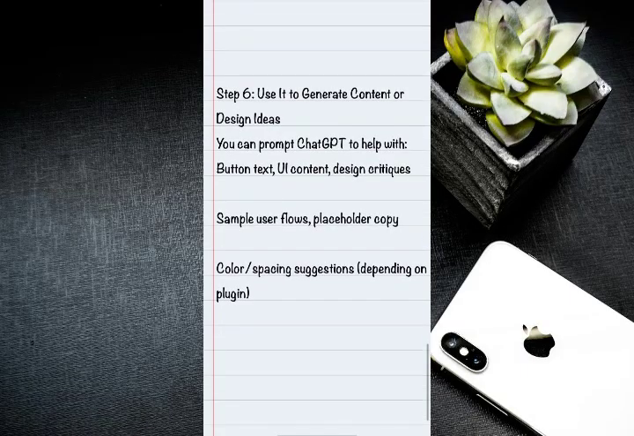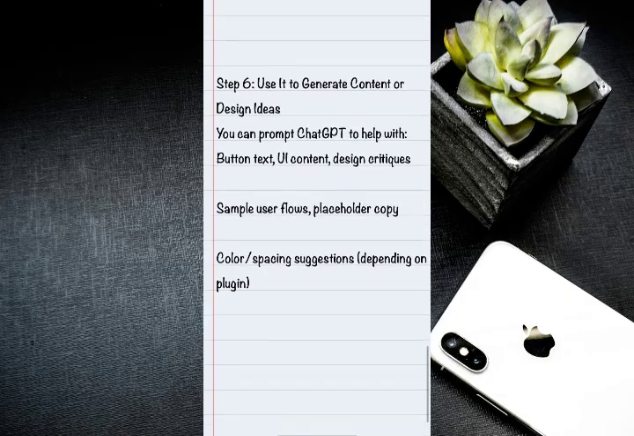Then on step 6, you use it to generate content or design ideas. You can prompt ChatGPT to help with button text, UI content, design requests, sample user flows, or placeholder copy. And as well, you can also get color and spacing suggestions, depending on the plugin.